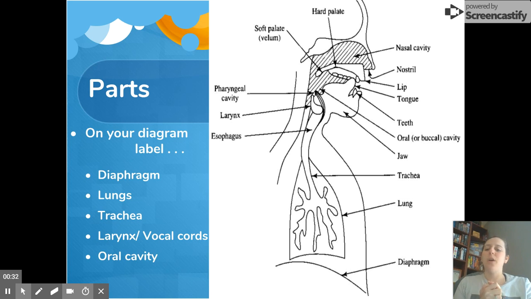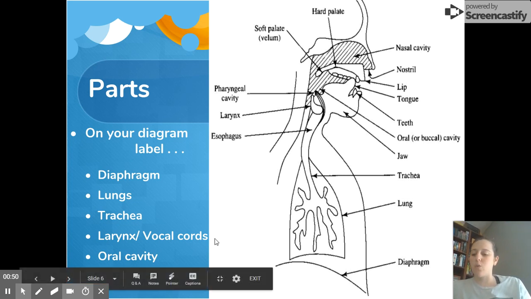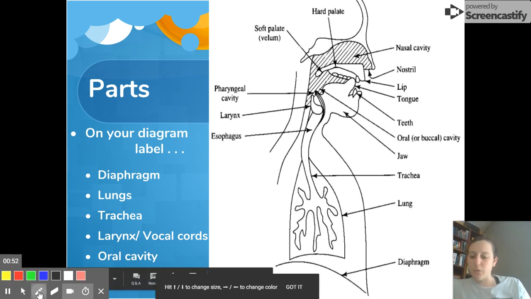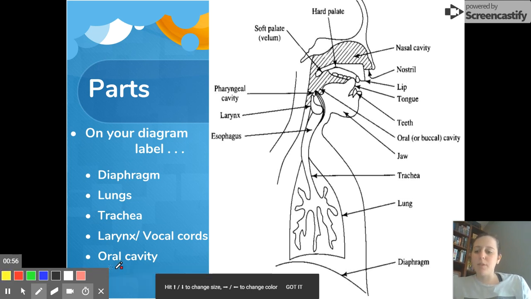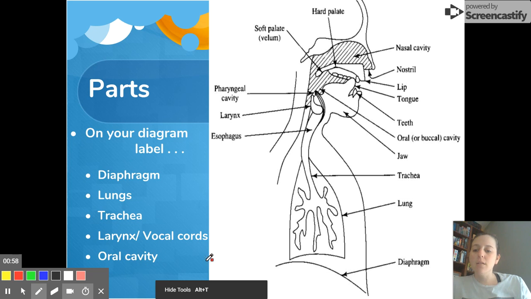Parts of the body. Here we go. You need to label. On your picture, you don't have to label all of these things. That's way too much. The ones that you need to know are labeled right there on the side in the blue: diaphragm, lungs, trachea, larynx, vocal cords, and oral cavity. I'm just going to go through and highlight them so that you can see where they're at.